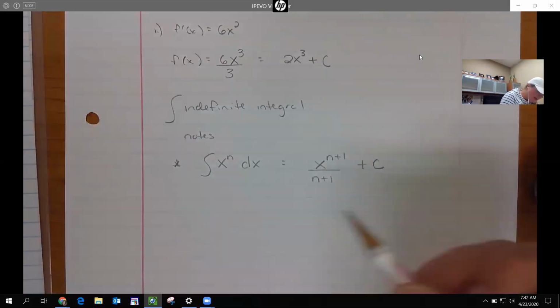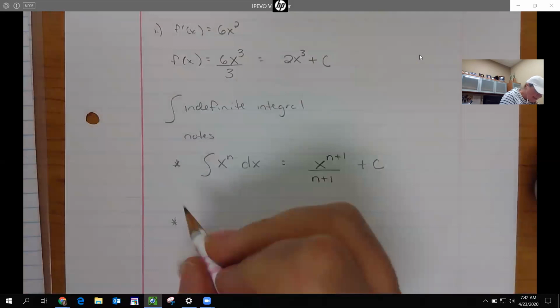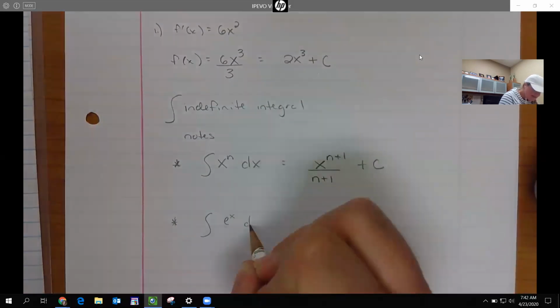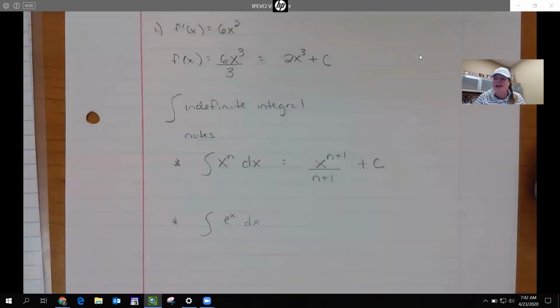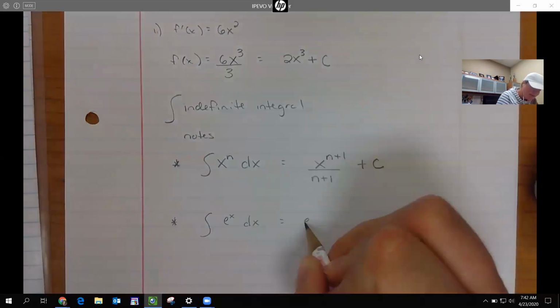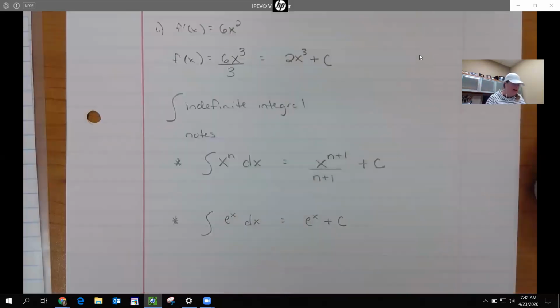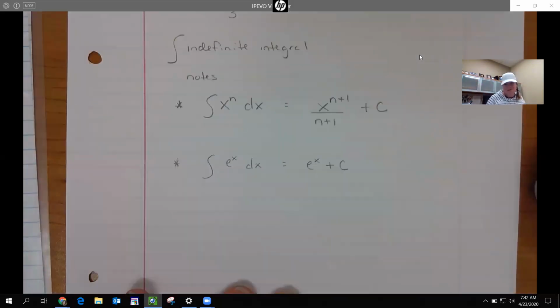Okay, another one that we might see is e to the x dx. How do I take the antiderivative or the integral, same thing, of e to the x? Well, it's e to the x, so both ways, right? So this would become e to the x, and again, what do we have to add to it? Plus C, because we don't know if there was a constant there or what the constant was.